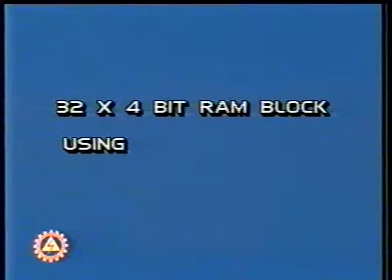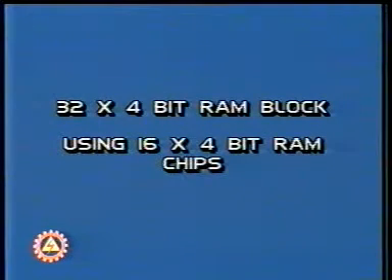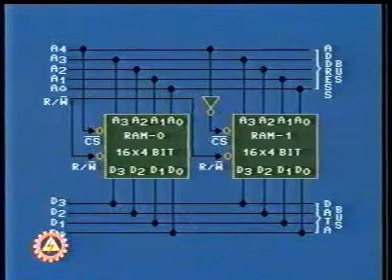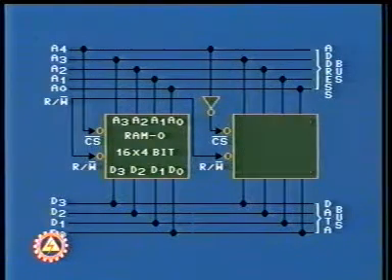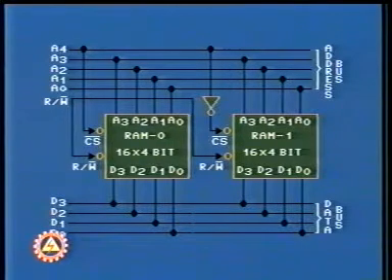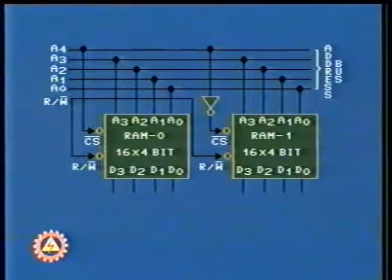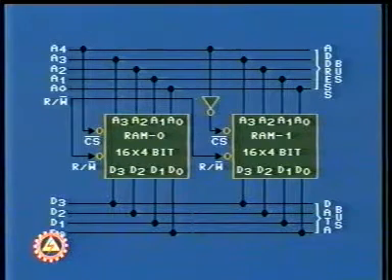To realize a 32 x 4 bit memory block using 16 x 4 bit memory chips, the connection diagram is as shown. Here, each RAM is used to provide 16 words. Two together provide 32 words, but only one would be active at a time. Two RAMs share the 4-bit data lines, with only one of them enabled at a time.